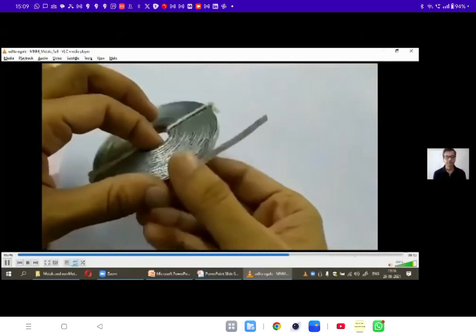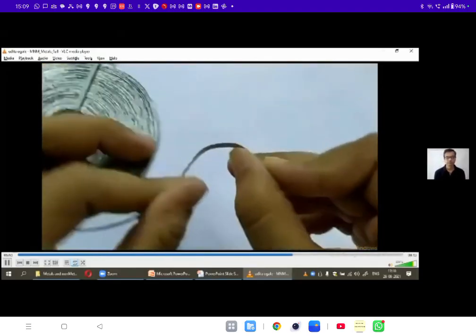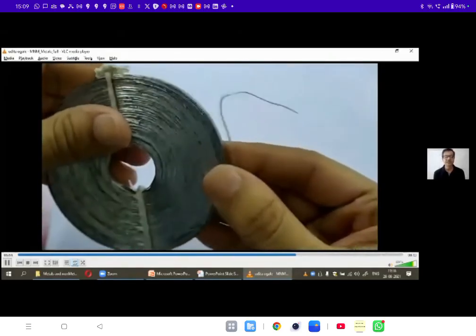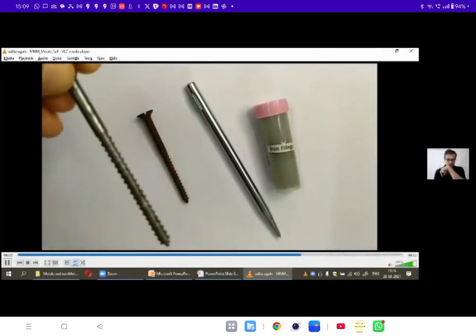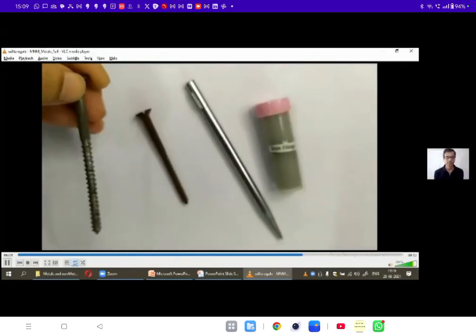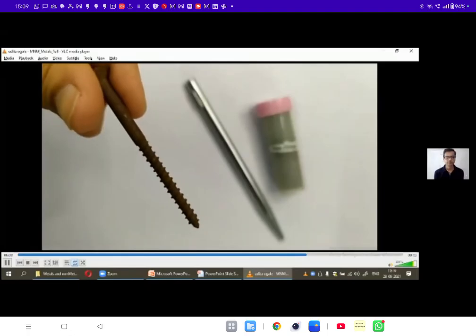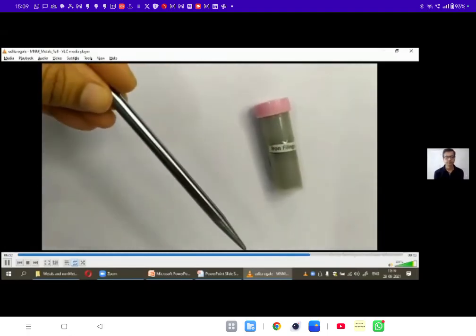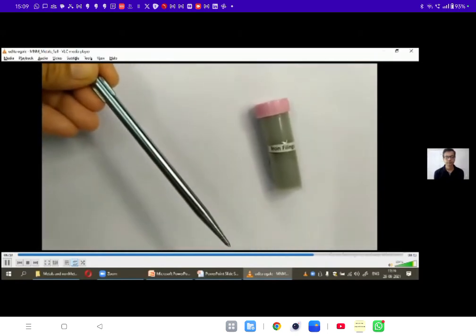This coil is magnesium wire or magnesium ribbon. This can bend very easily. See, iron cannot bend that easily. This is an iron nail. When it is exposed to air and moisture, it gets rusted like this. This rod is made of stainless steel and so it does not get rusted even if it is exposed to air and moisture.